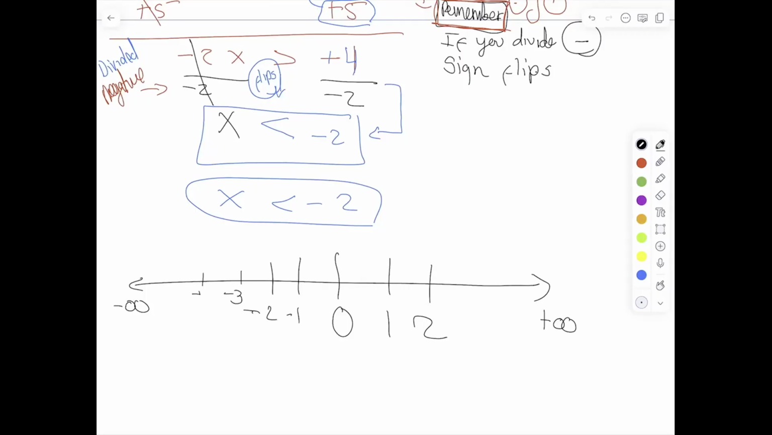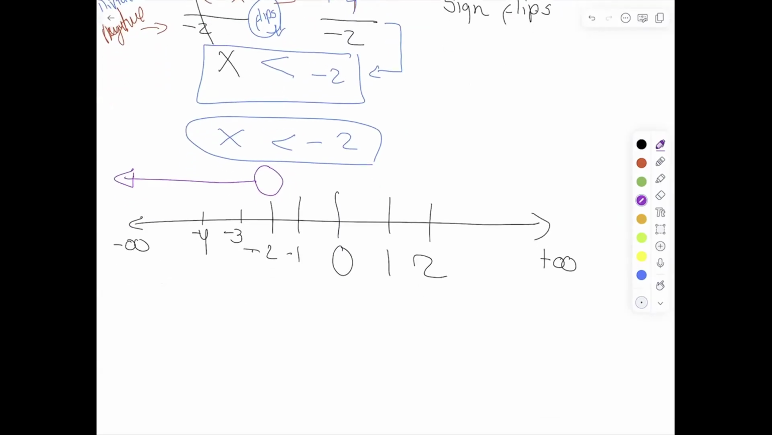How would I write it? Where would I start? -2. I would start at the -2 right here. Would it be an open circle or would it be a solid? Open circle. And then where is this going? What direction? To negative infinity. How would I write that in interval notation?